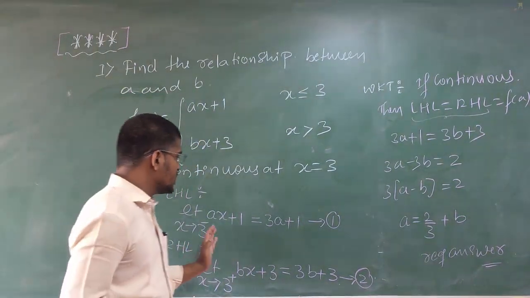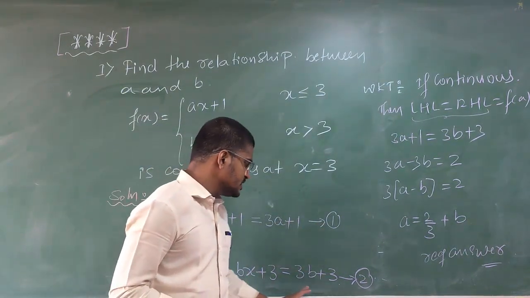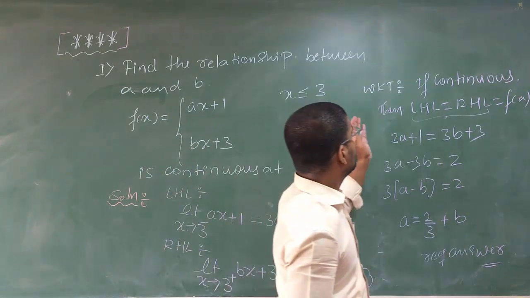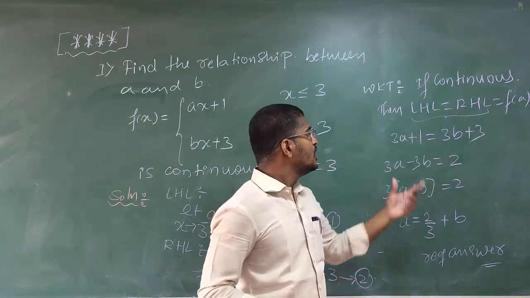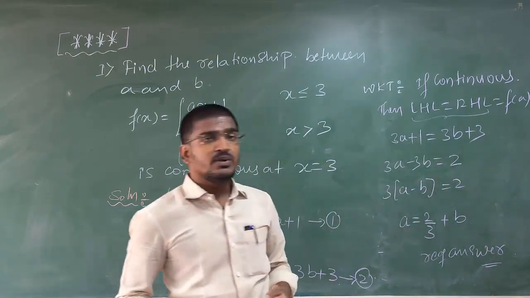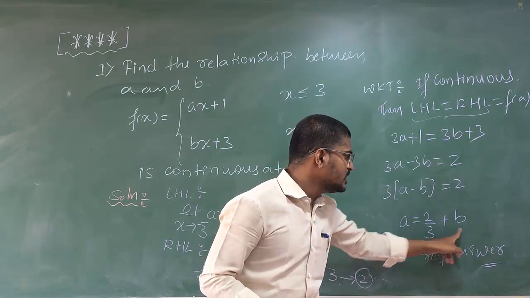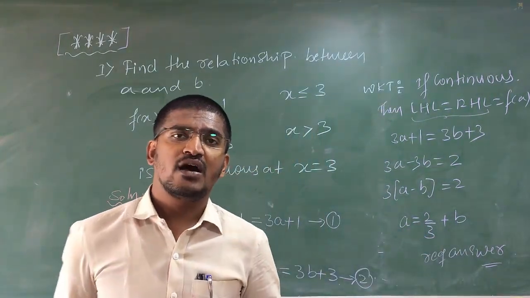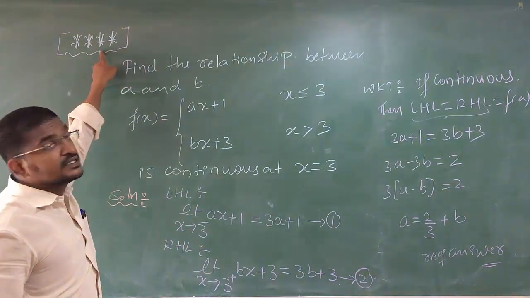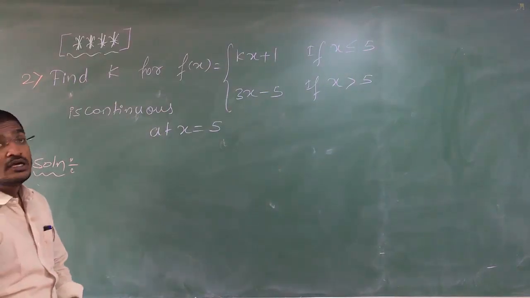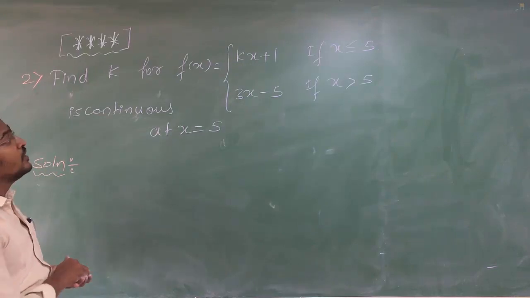So limit x tending to 3 minus ax plus 1 is 3a plus 1, that is your first equation. 3 plus is bx plus 3, 3b plus 3, that is your second equation. From the definition of continuity, let us use LHL equal to RHL. 3a plus 1 equal to 3b plus 3. If you solve this equation, you are going to get a equal to 2 by 3 plus b. That is your required answer. This much if you solve, it is more than enough. Clear? Okay students.